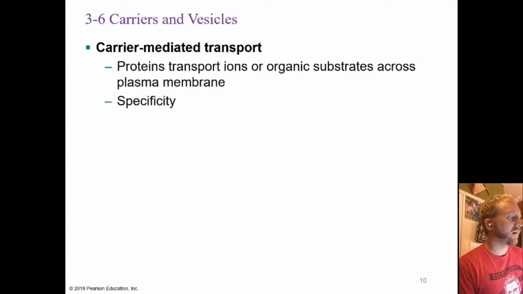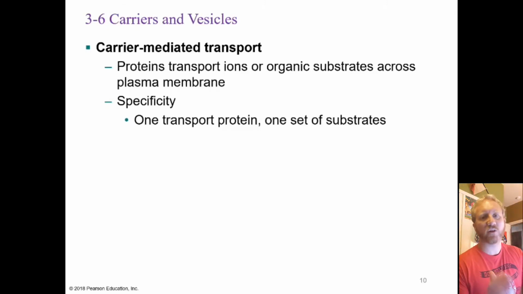Typically, they're very specific. There's specificity. So one type of protein is going to move one type of solute. You don't really have a whole lot of one size fits all sorts of things. A sodium channel is only going to move sodium. A potassium pump is only going to move potassium, that sort of thing.